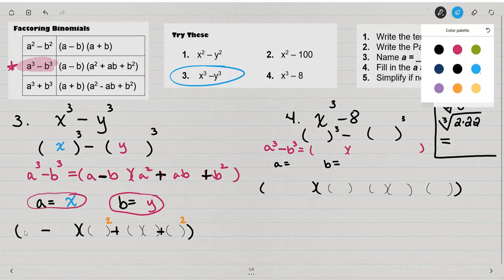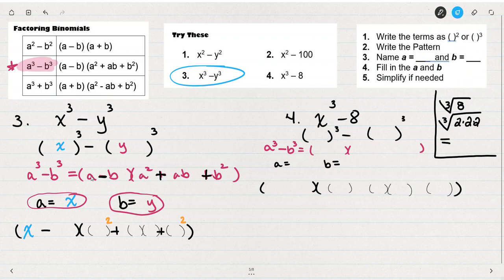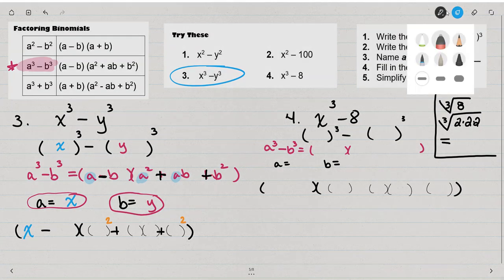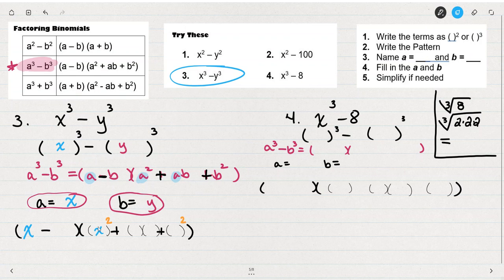Now a is x, so everywhere in our pattern that we have an a, I'm going to fill those in with x, x, x. And then everywhere that I have a b, I'm going to fill in with a y. Getting carried away here. This is so much fun. I meant to say fill it in with a y, right? I'm replacing the b with a y. So y, y, y. Every place that I had a b in my pattern, those three b's, get replaced with y.